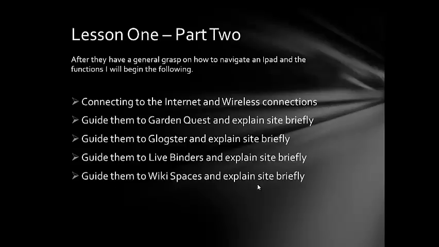Second part of the lesson, after they've got a general grasp of how to navigate through the iPad and all the functions, I'm going to teach them how to connect to the wireless internet or whatever internet source we might have. From there, I'm going to guide them. I'm not going to basically tell them exactly how to do it, but I'll more or less guide them to the four different internet resources I previously talked about. Those are WebQuest, Glogster, Live Binders, and also Wikispaces. Those are the main websites that have the other components that we are going to be going through.